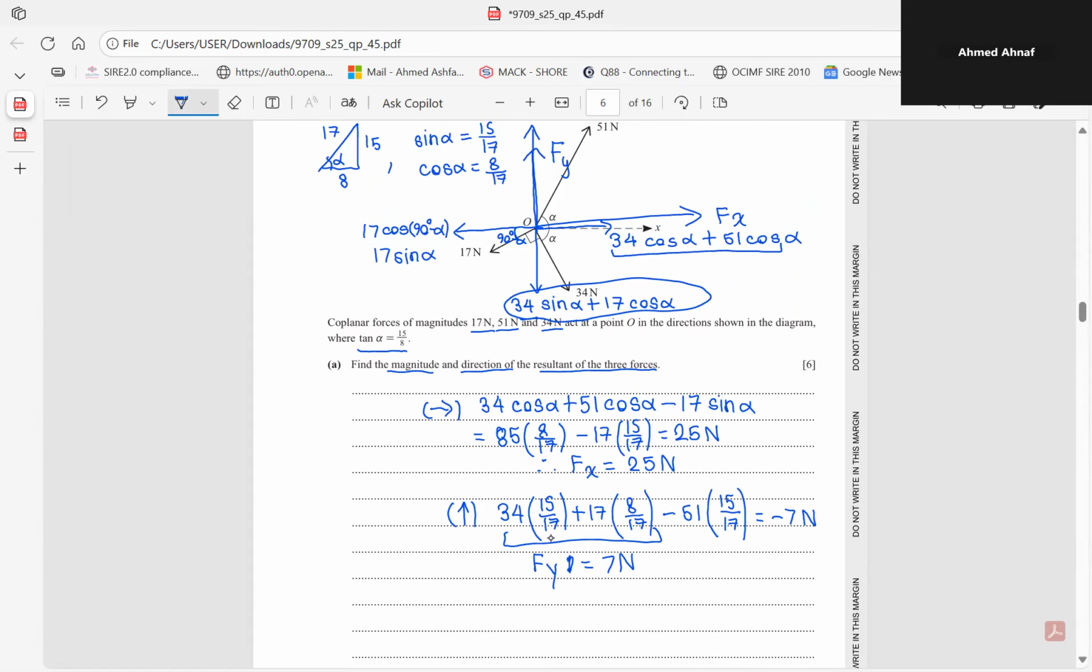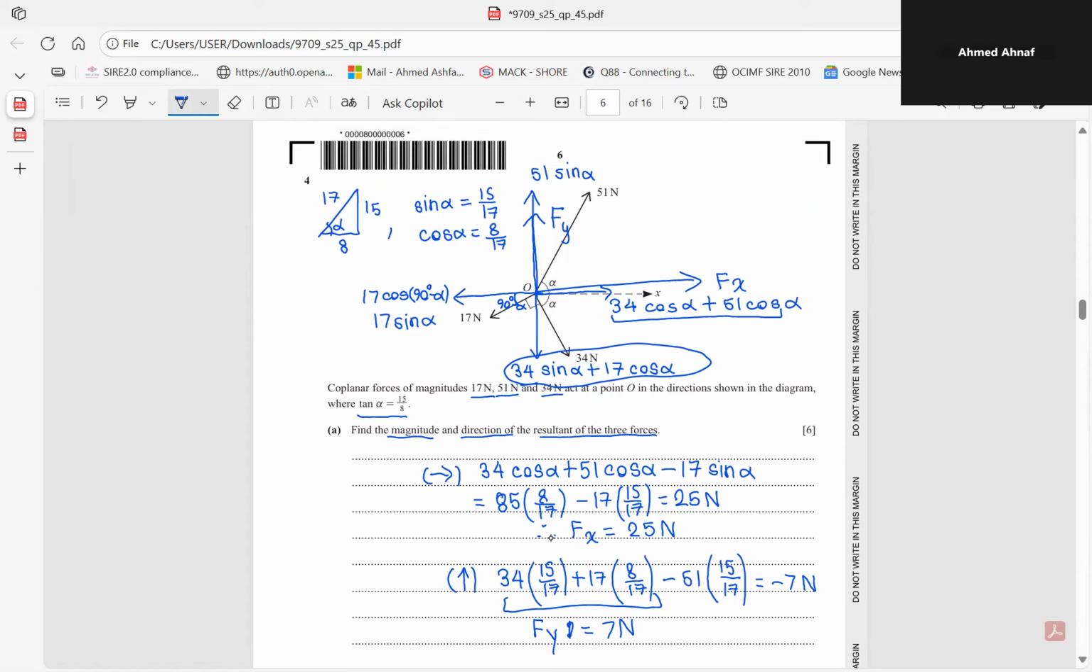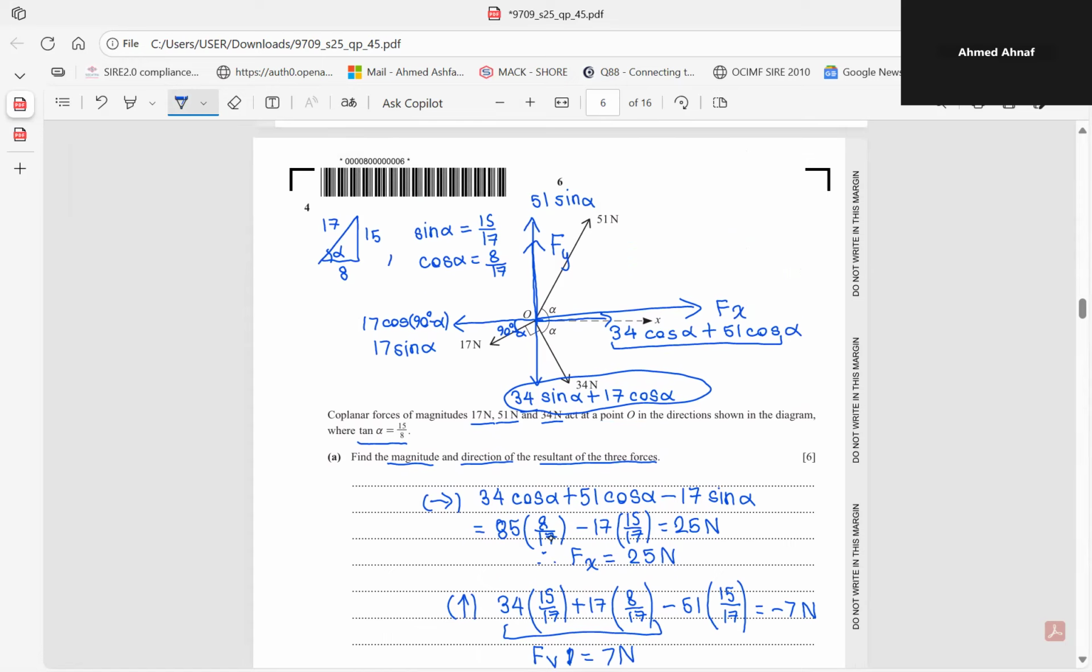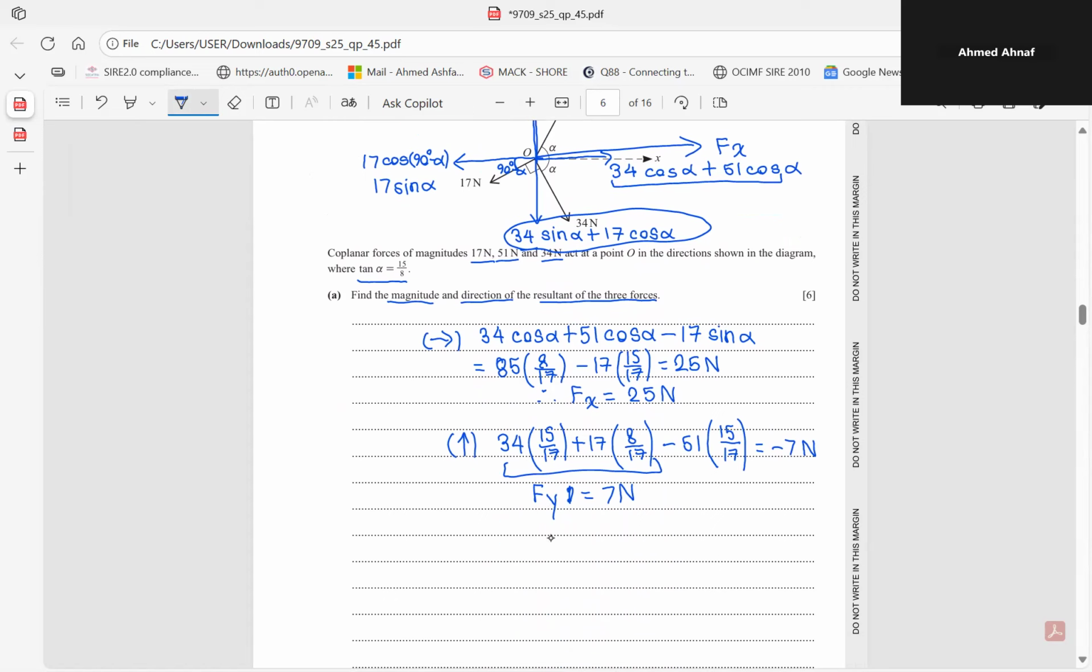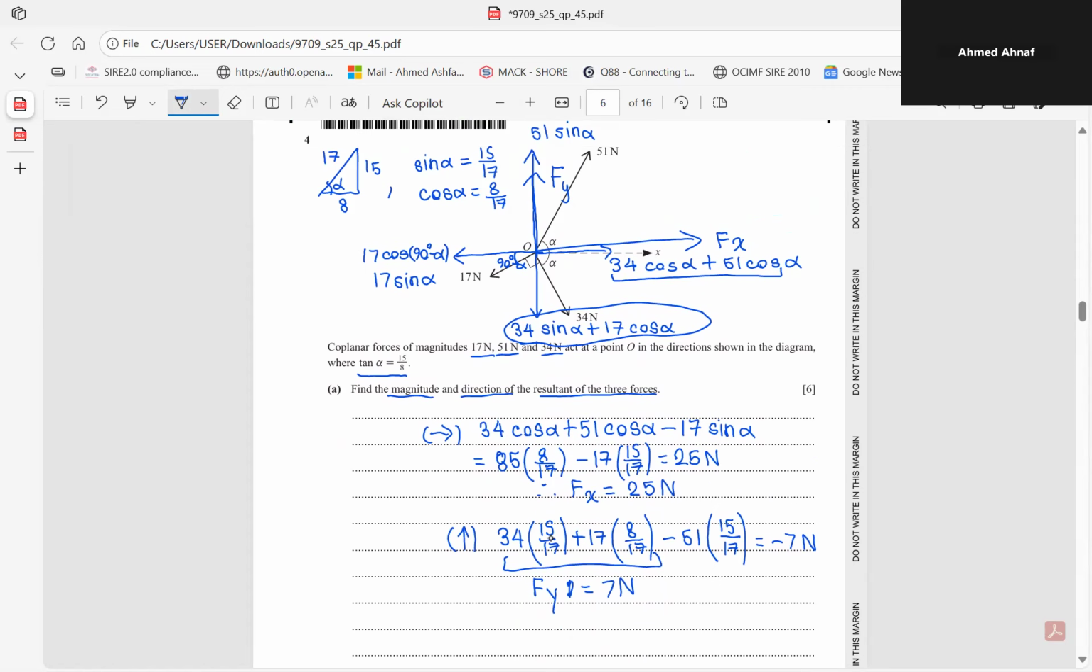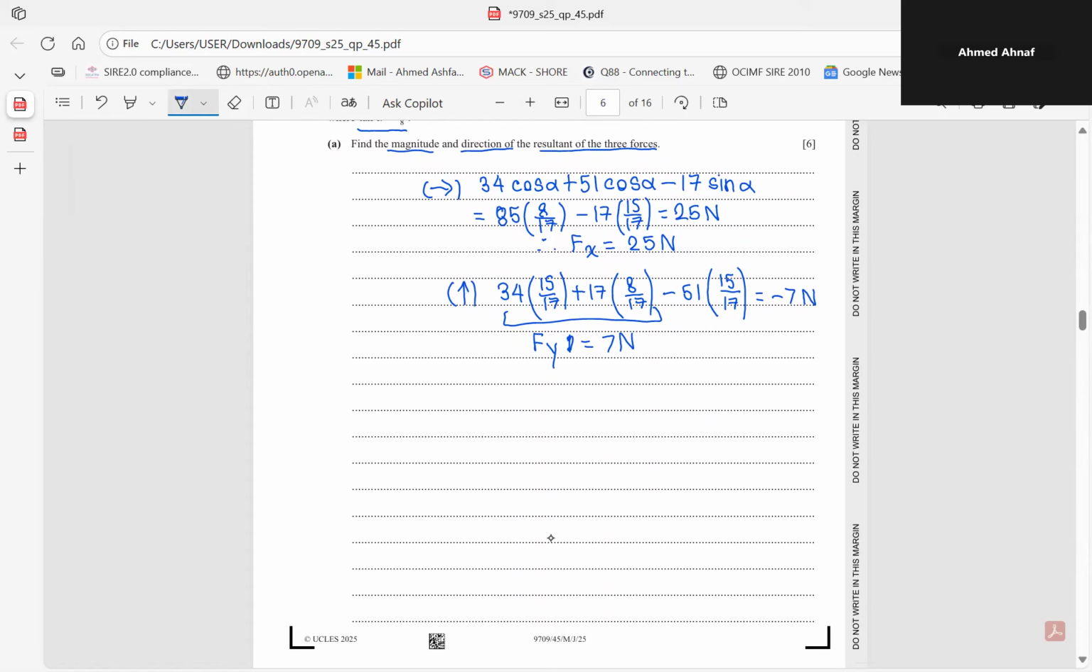Okay, now let's see if there's anything else. Nope. Okay. Right, so we found our Fx and Fy. Now we can find the magnitude by using Pythagoras' theorem. So F would just be 25 squared plus 7 squared, all square rooted. So this will give us square root 674 newtons.